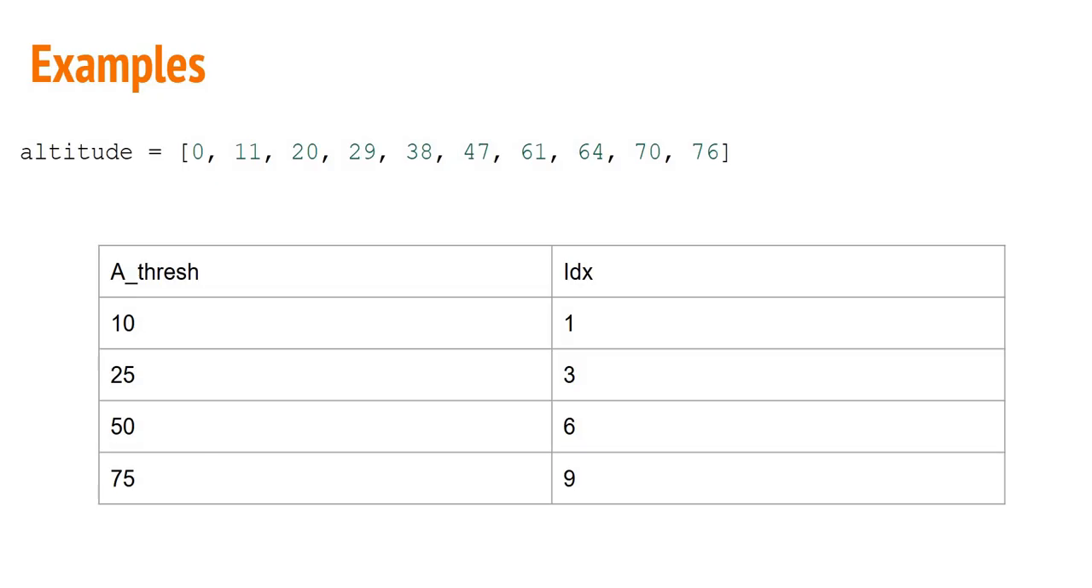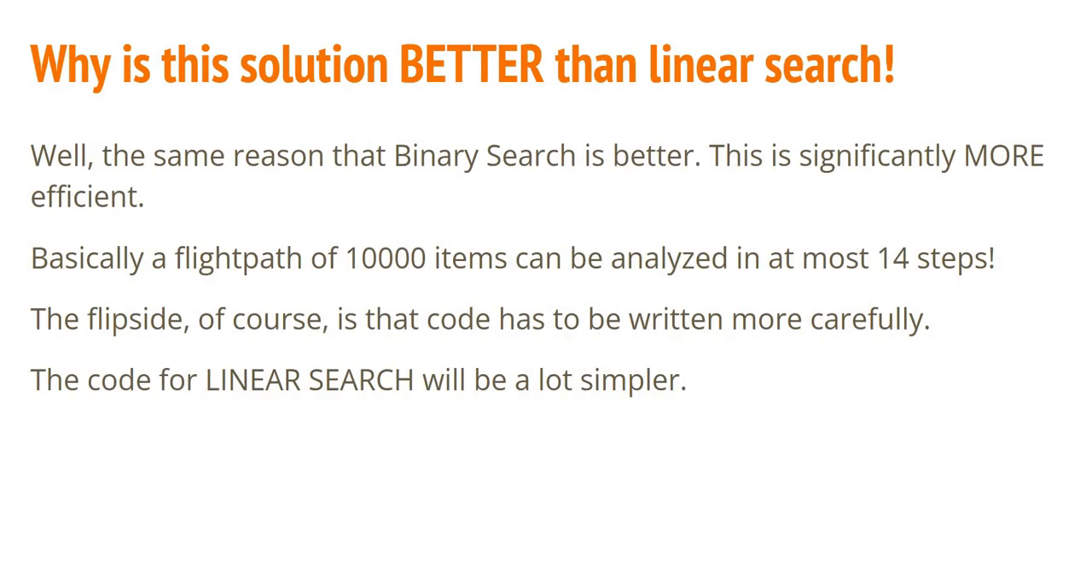Now, before wrapping this up, we can clearly see that this problem could also have been solved with linear search. In fact, the code would have been a lot simpler. All I have to do is go and search every item to see if I've gone more than the threshold. But binary search is better than linear search for the same reason that we have seen earlier, that binary search is a lot more efficient. Basically, a flight path of 10,000 items can be analyzed in at most 14 steps. That is log 2 of 10,000.